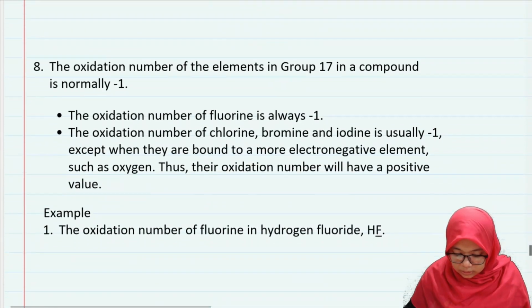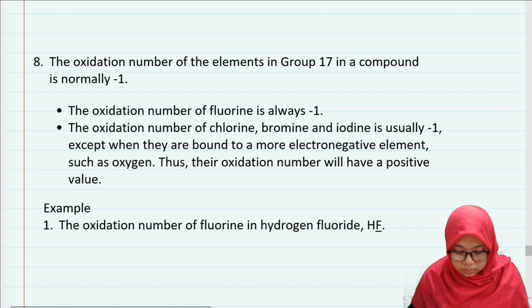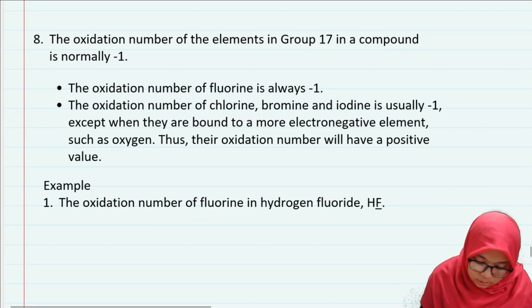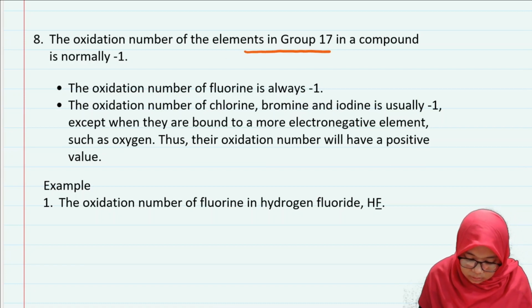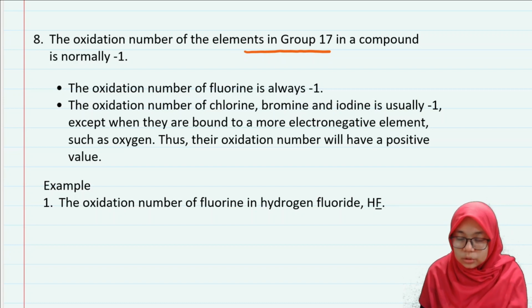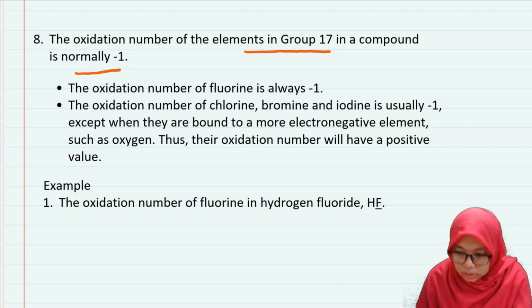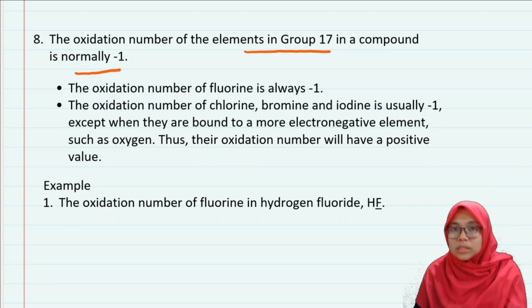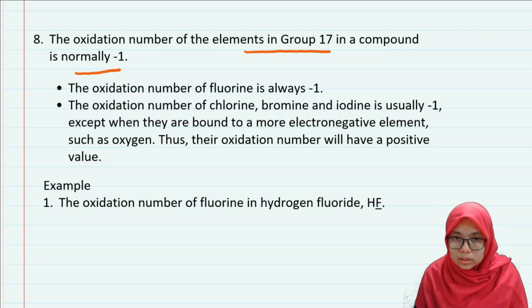Okay, let's look at the last rule in oxidation numbers. The rule is for elements in group 17. The oxidation number of an element in group 17 in a compound is normally -1. Why do group 17 elements have an oxidation number of -1? They usually accept 1 electron to achieve a stable octet electron arrangement.